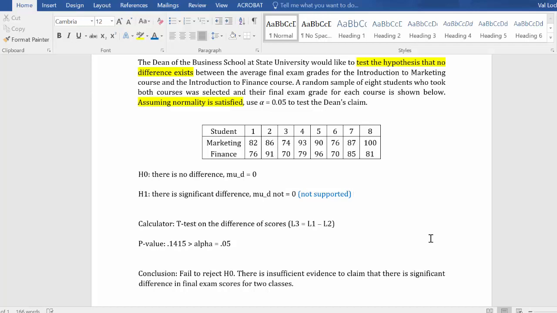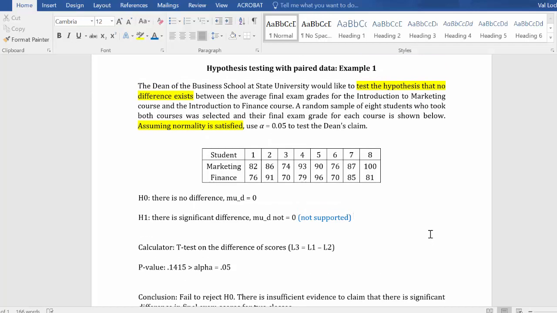In the next video, I will do a similar problem where we will have a one-tailed test, and we will have a number other than 0. So that will give you just another example of a hypothesis testing problem with paired data.